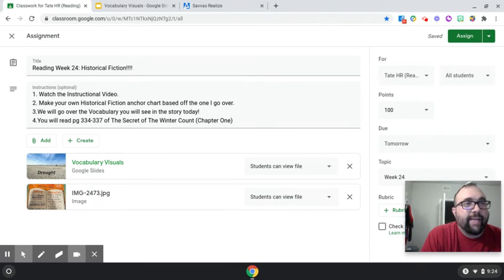Alrighty. So as we get in today, we are starting a new genre. We are going to do historical fiction. This is one of my favorites. So we're gonna get into what historical fiction is here in a minute.